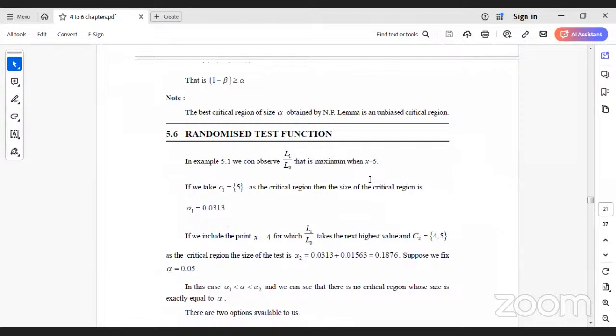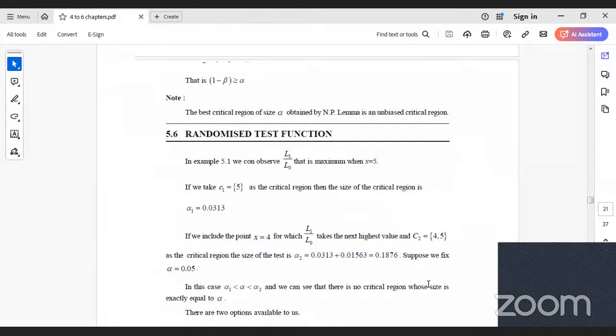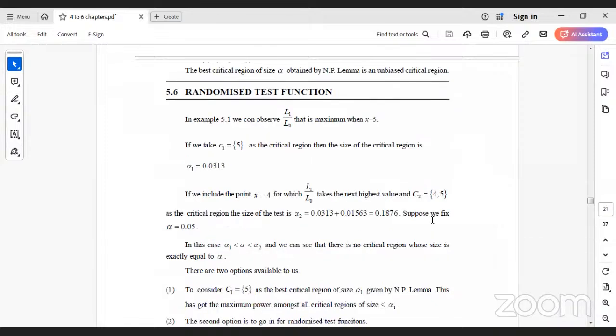Randomized test function. In the randomized test function, we observe that L1 by L0 is at its maximum level when x is equal to 5. So we take C1 equal to 5 as the critical region, and then the size of the critical region is alpha equal to 0.0313.